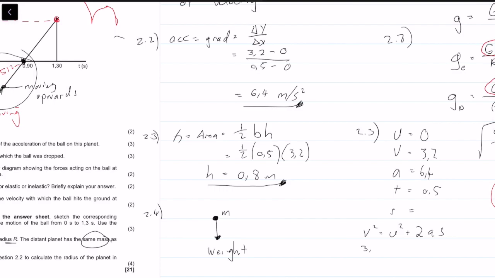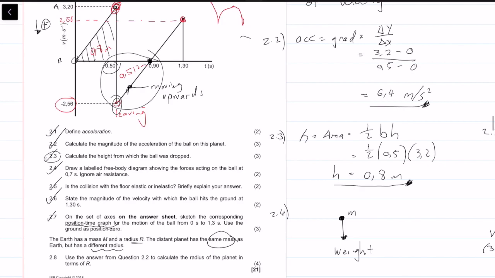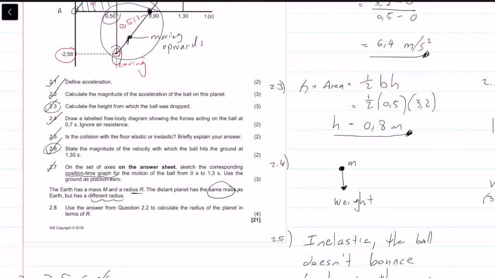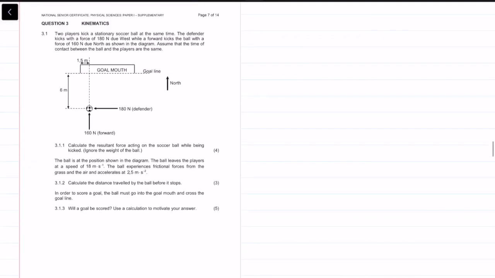So that would be 3.2 squared equals 0 squared plus 2 times our acceleration of 6.4 times s, and solving for s gives us an answer of 0.8, which is also equal to our height, and it's the same answer as before. So just another method. And also for question 2.6 you could also have used UVATs, and you should get the right answer. Okay, cool. Now we can move on.